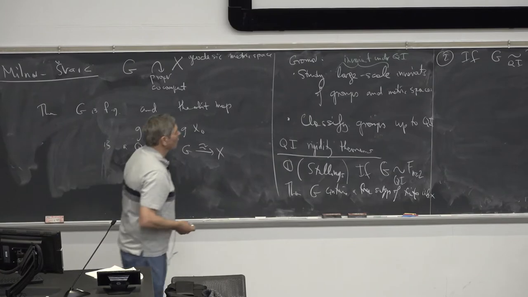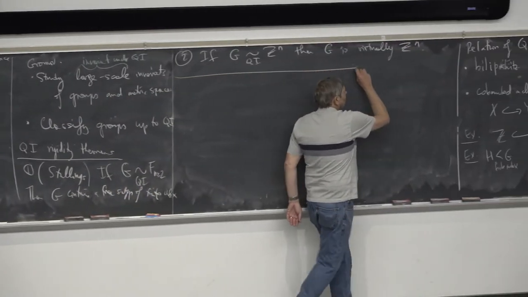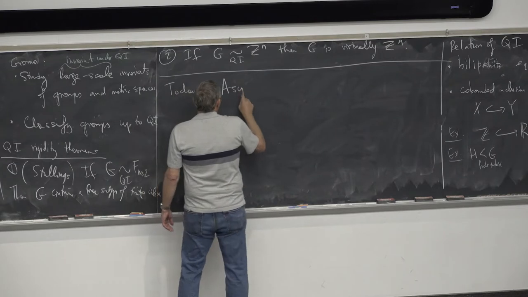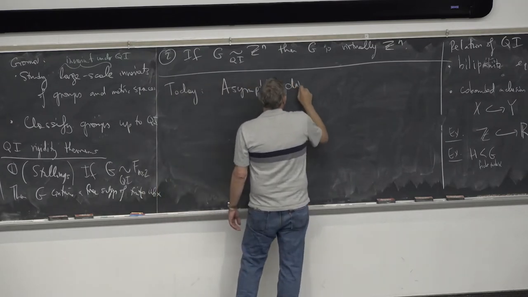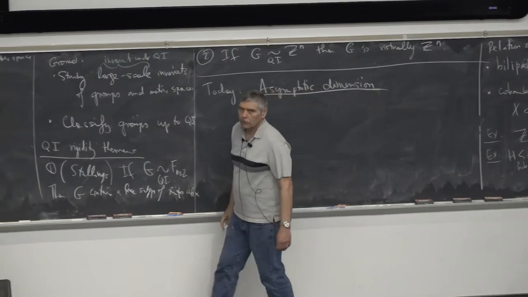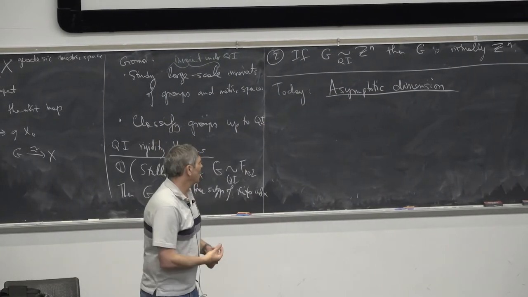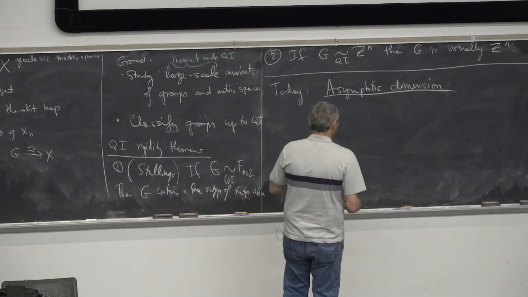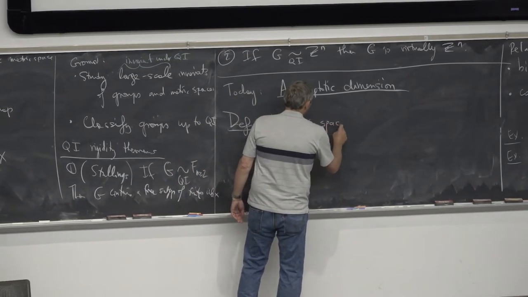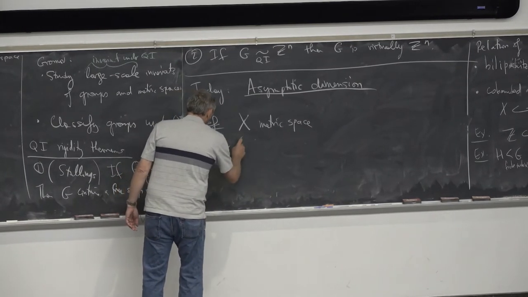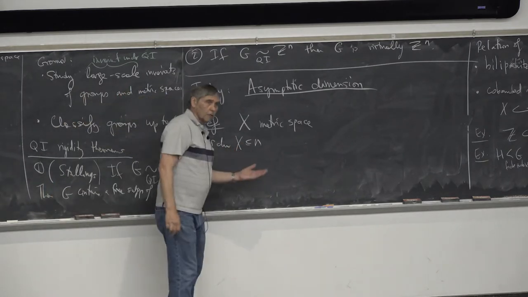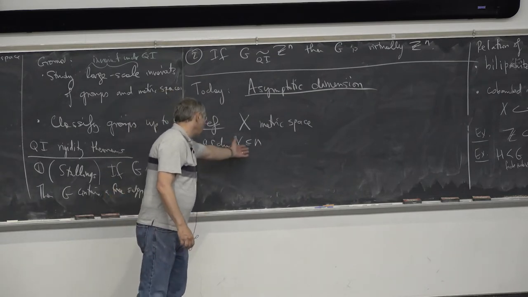Okay, today I want to focus on one large-scale invariant. So today I will talk about asymptotic dimension. This was also introduced by Gromov, and it's a large-scale analog of the usual covering dimension in topology. Okay, so let me just give a definition. So X is a metric space. And I want to define the concept of asymptotic dimension of X being less than or equal to some integer n. And then, of course, the dimension is n if it's less than or equal to n, but not less than or equal to n minus 1. And it could be infinite if none of these things hold for any n.